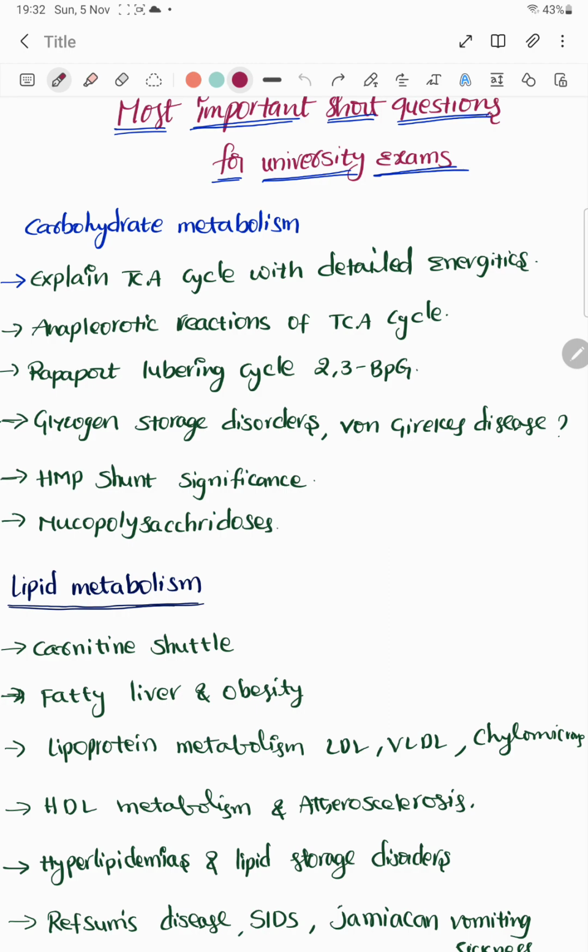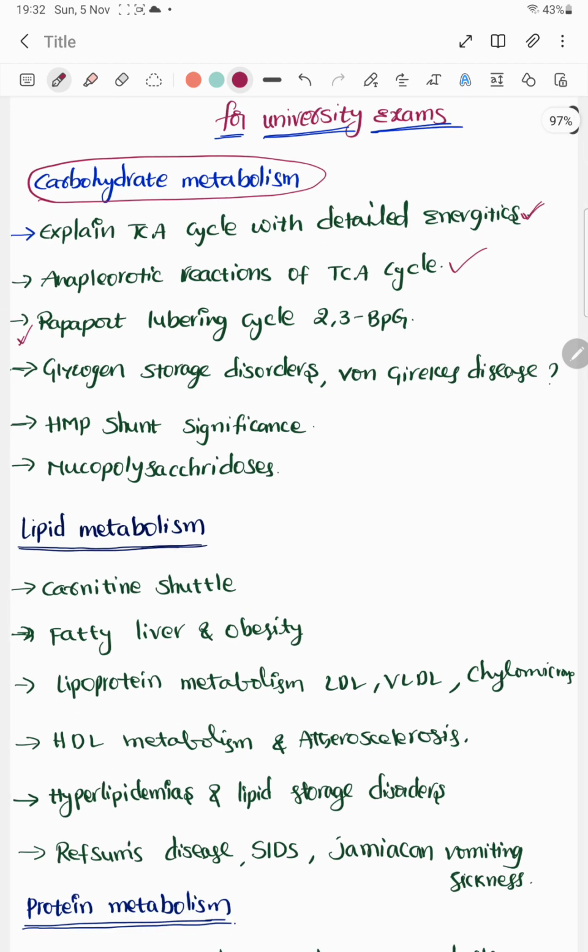Now let me start with carbohydrate metabolism. Carbohydrate metabolism is one of the important topics for short questions. You can see the important ones here. Always, the TCA cycle is important. Tick mark means important. Anaplerotic reactions of TCA cycle are also very important. Rapoport-Luebering cycle, you can just see and go. Just the significance of the Rapoport-Luebering cycle and formation of 2,3-BPG, just see and go.